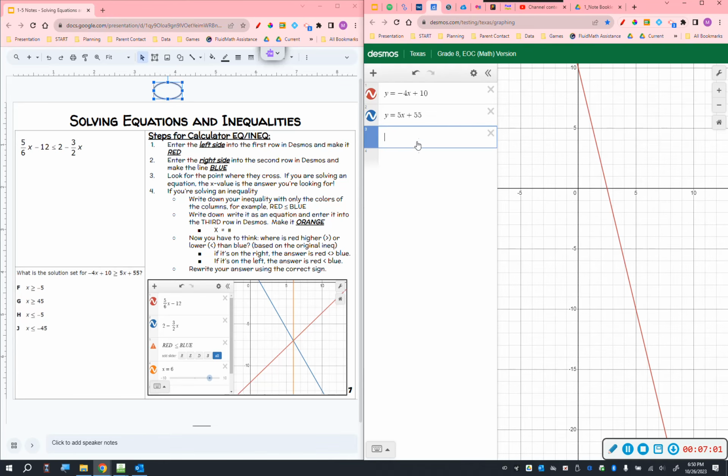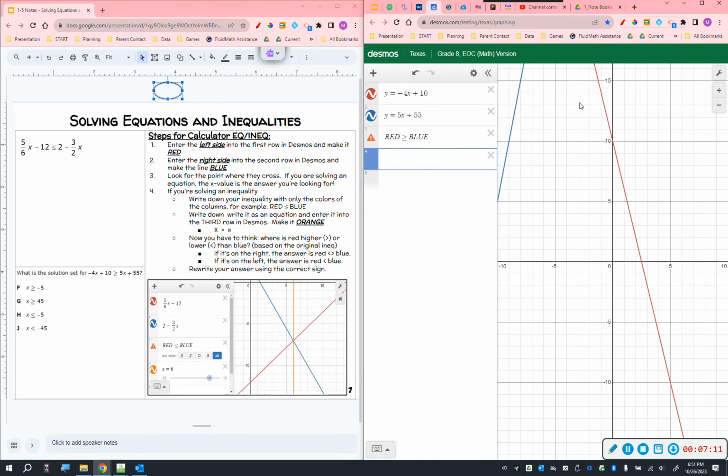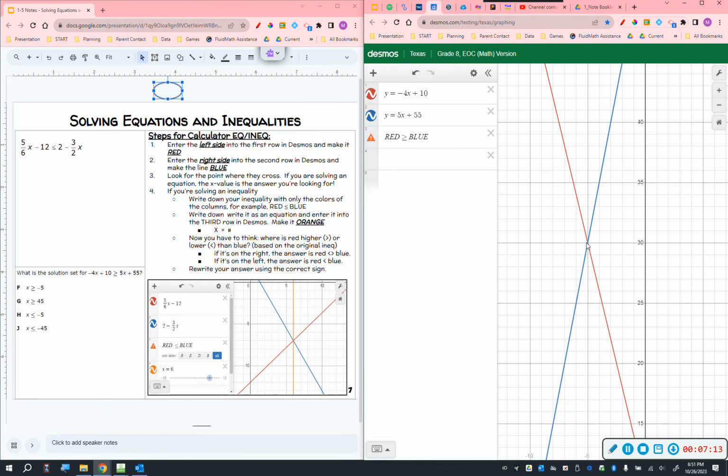So left side is red. The sign is greater than or greater than or equal to blue. Okay. Now I'm going to hit home again, and I'm going to try and find where they cross. They cross when x is -5. So I'm going to put x equals -5. All right, and then turn it orange. Now at this point, I can eliminate G and J because they don't have -5. I just got to figure out which way the inequality sign goes.